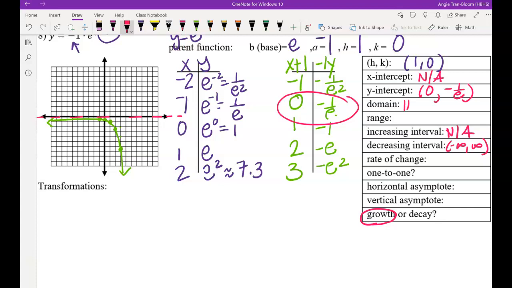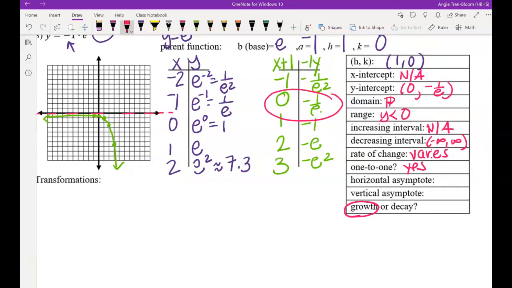Your domain is all real numbers. Your range is y is less than 0. The rate of change will vary, so we write varies. Yes, it is 1 to 1. Your horizontal asymptote, guys, remains at y equals 0. And you don't have any vertical asymptote.